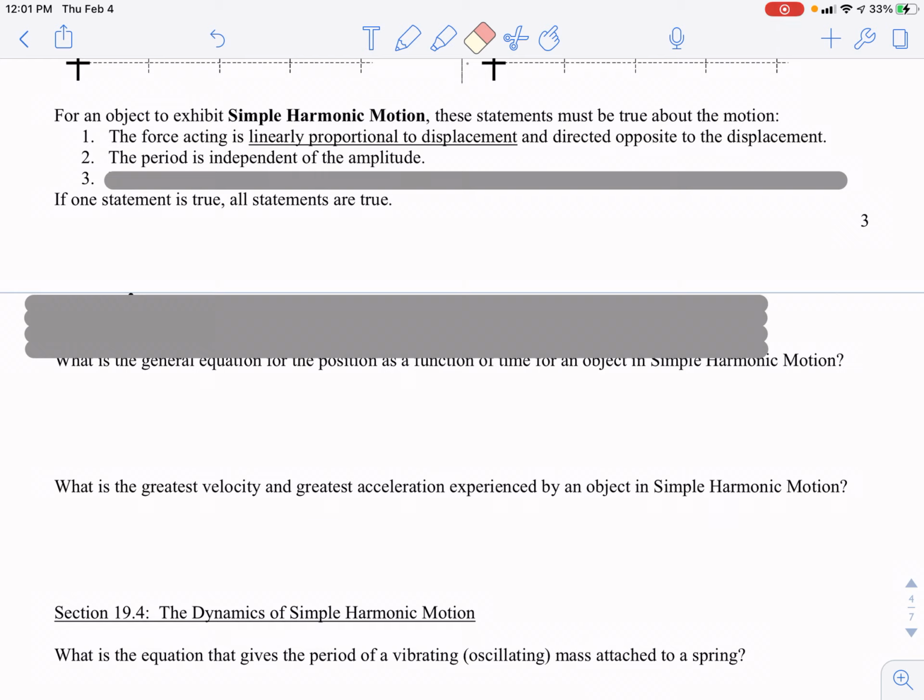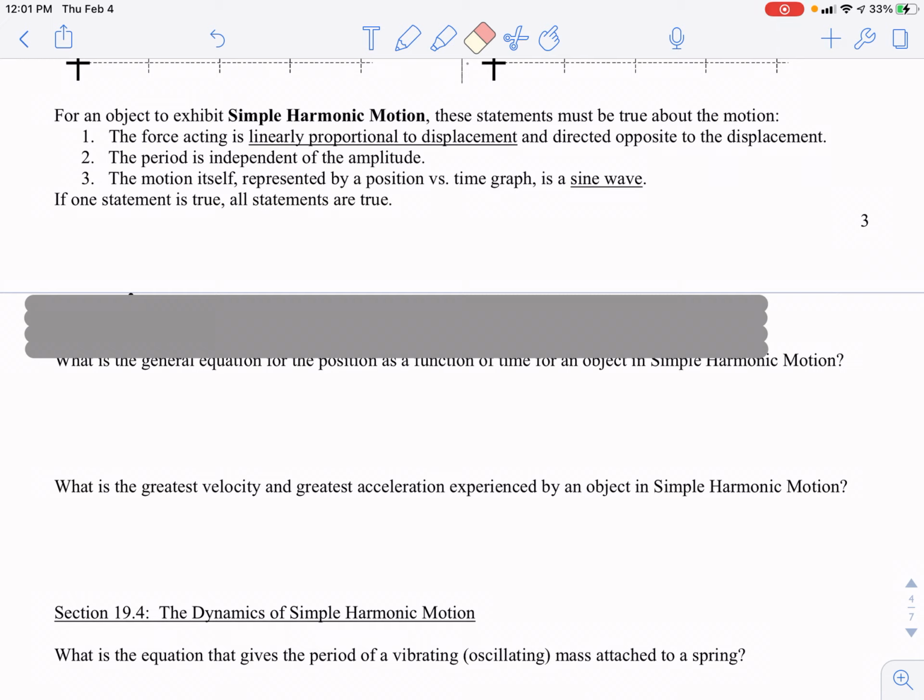What does that mean? It means however far you pull back the object, whether it's the mass on the spring or a pendulum, however far you pull back the object from equilibrium will not affect the time it takes to go back and forth. Now, for a pendulum, that's a special case between 0 degrees and a maximum of 15 degrees from that vertical position. More on that later.